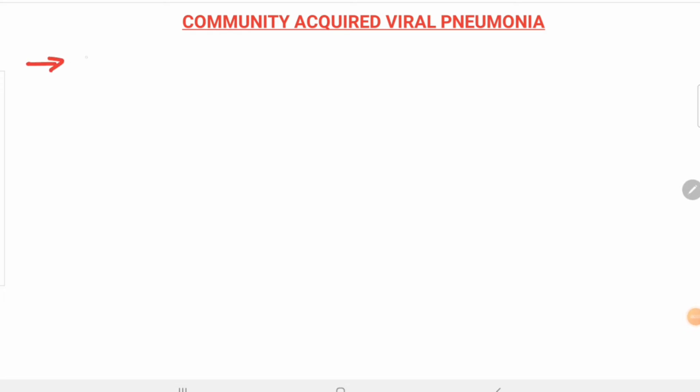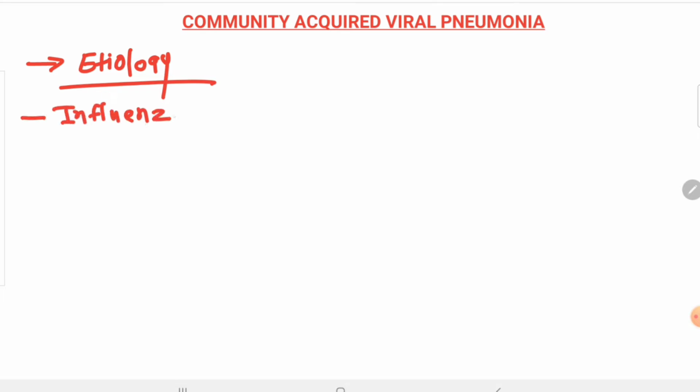Hello everyone. So in this part 3 lecture of the pneumonia, we will discuss the community acquired viral pneumonia, which is also formally known as an atypical pneumonia. So let's discuss the etiological agent for the development of viral pneumonia first. The common etiological agent is influenza virus, particularly type A and B.